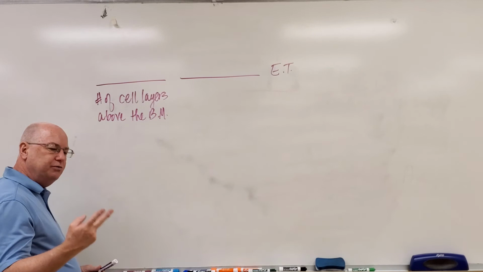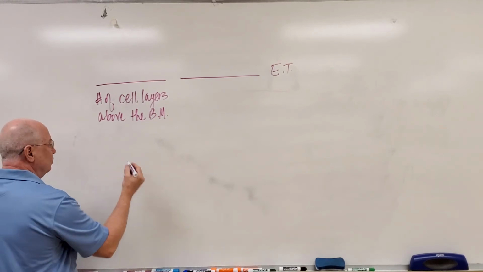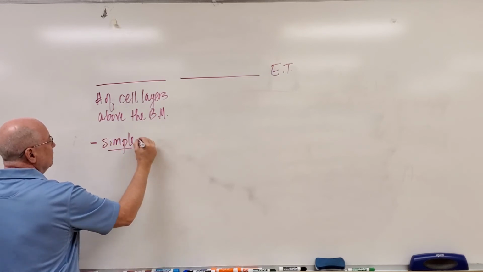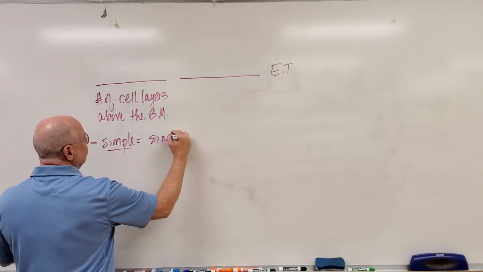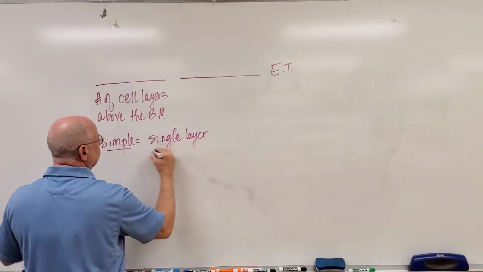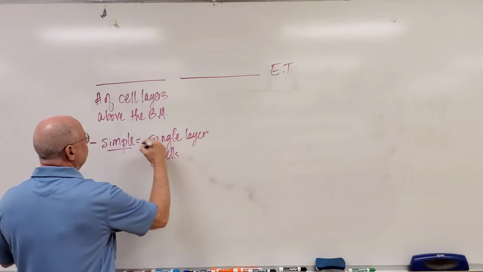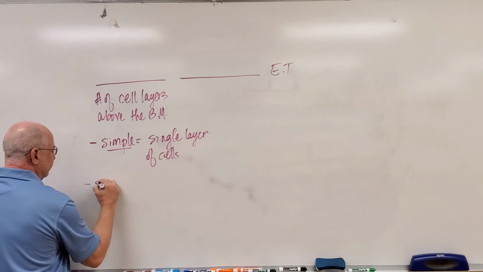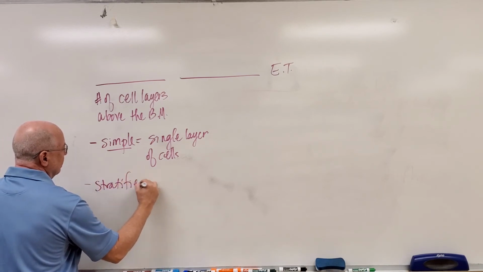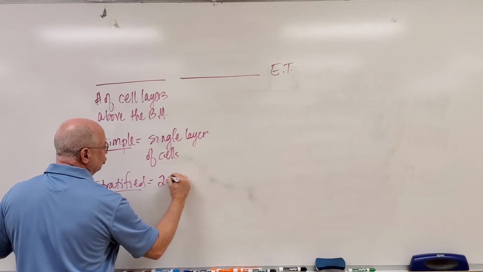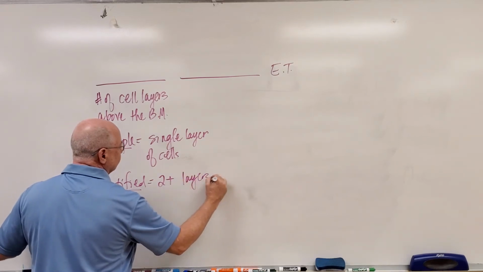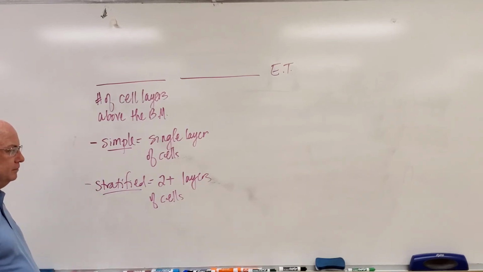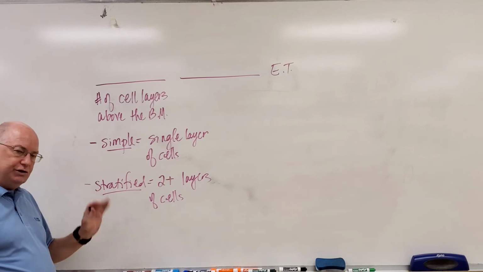And usually there's only two major names. There's some additional ones, but these are the ones we're going to deal with for now. If it is called a simple something epithelium, that means it is a single layer of cells between the basement membrane and the outside world. If it is called a stratified something epithelium, that means there are two or more layers of cells between the basement membrane and the outside world. Now I'm going to explain what I mean in just a second.